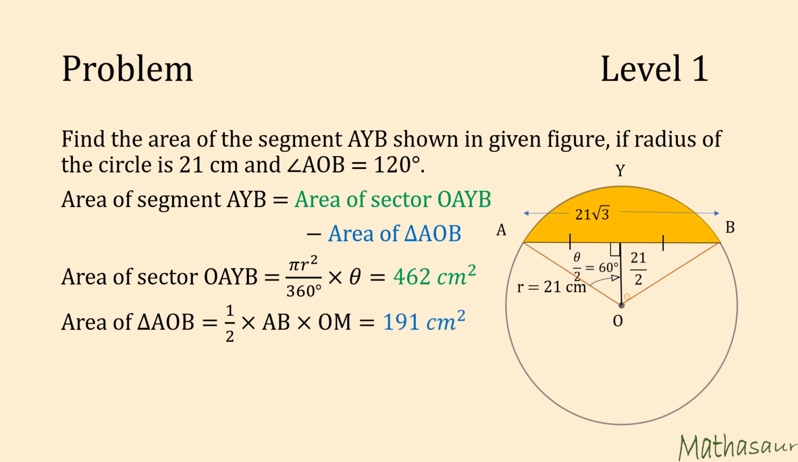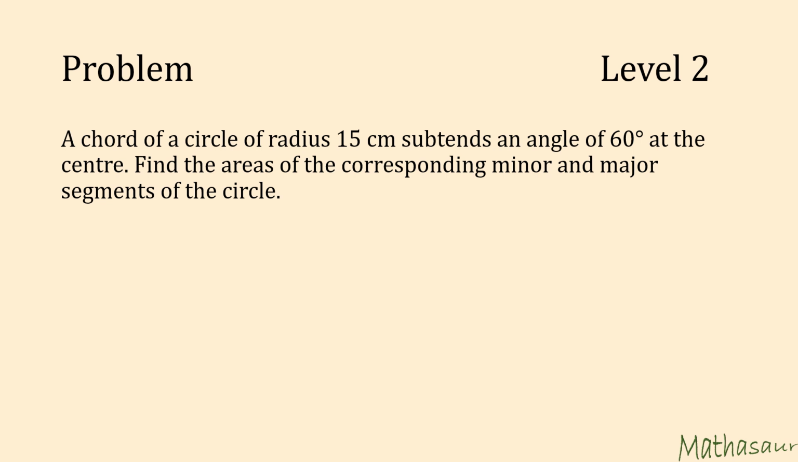Now we know area of the sector and area of the triangle. So we can easily find out area of segment AYB. It is 271 centimeters square. Let us look at another problem.